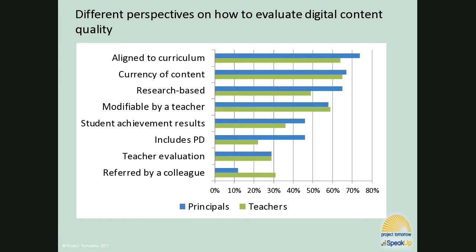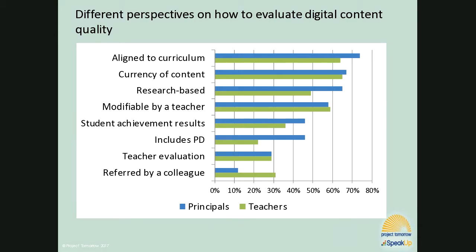So for that, we asked the principals and teachers to give us almost their rubric, let's call it, for how they're evaluating digital content quality. Now, they're doing this independently. So the principals have a special Speak Up survey they're taking, the teachers have a special Speak Up survey that they're taking. So they're not in collusion here.